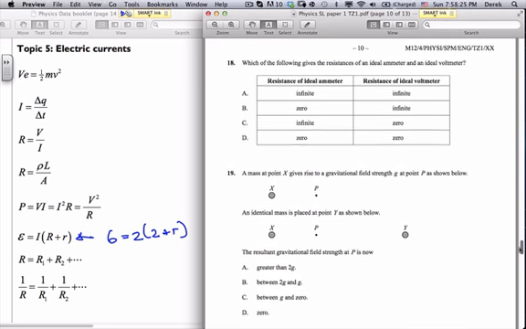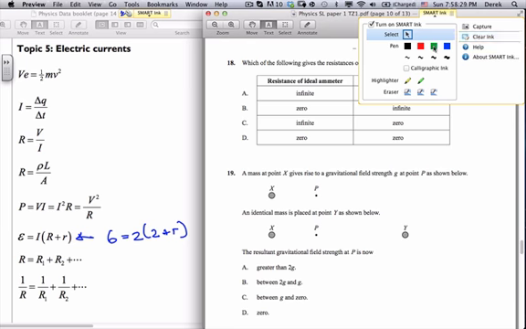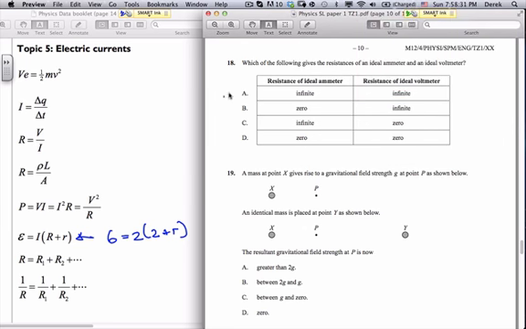Going on to question 18, we have, which of the following gives the resistance of an ideal ammeter and an ideal voltmeter? Now remember, an ammeter is always in series, and so we want all the current to be able to flow through that ammeter without any hindrance. So that must have zero, just a resistance of 0. So our ammeter must be 0, so we're looking at either that one.